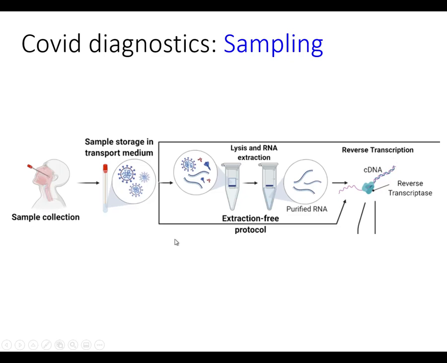The extraction-free protocols are faster, but potentially suffer from inhibitors that may be present in the sample which could stop the reaction from working. So these are quicker and faster, but potentially less reliable than the lysis and RNA extraction steps, which are generally done for most molecular testing.